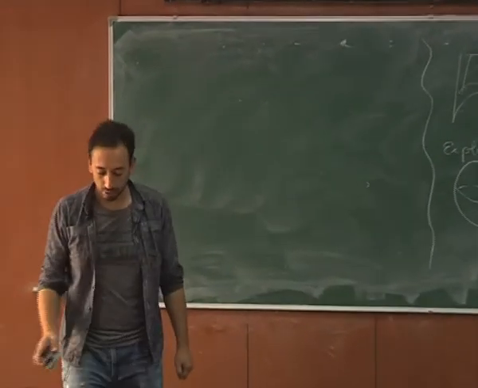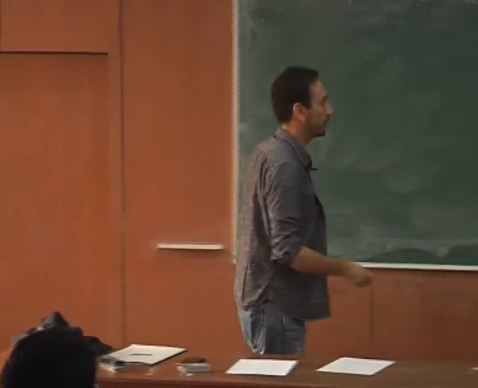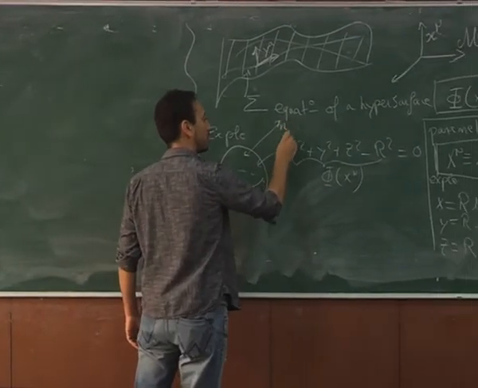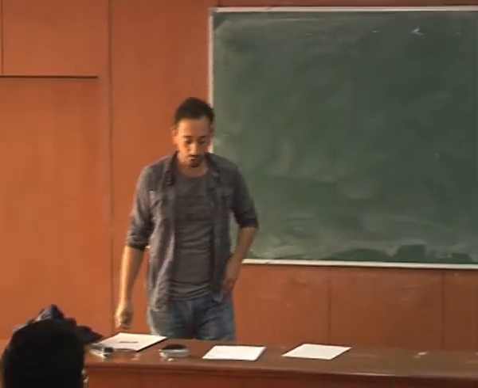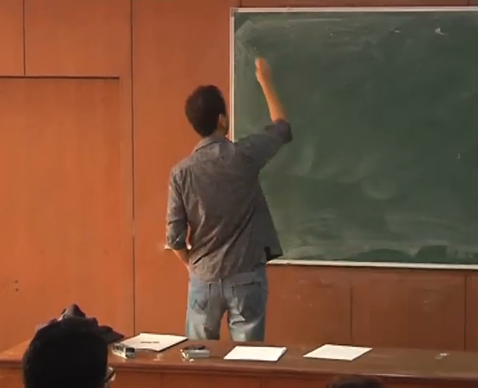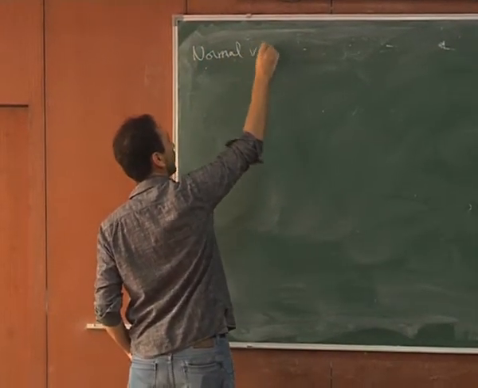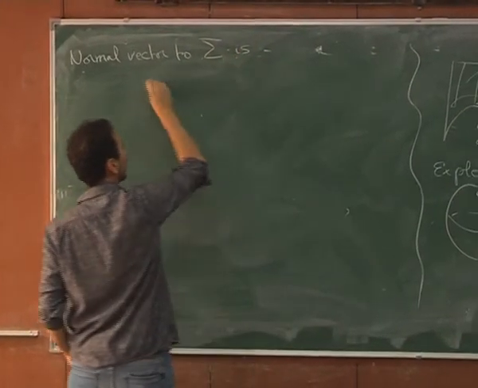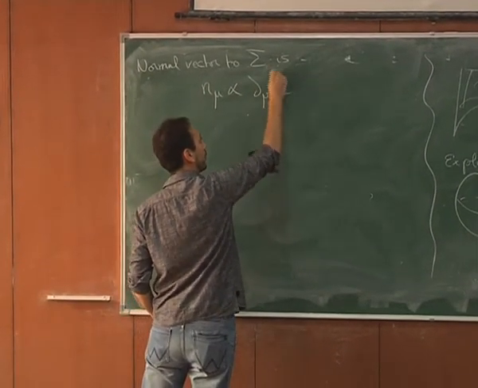Okay, so now that we have a hypersurface, what I would like to define is actually a normal vector to this hypersurface. So I would like to define a vector which is normal to it. How to define it? Actually, it is just the gradient of the constraint that we had. So n mu, the normal vector to sigma, is proportional to the gradient of the constraint equation.